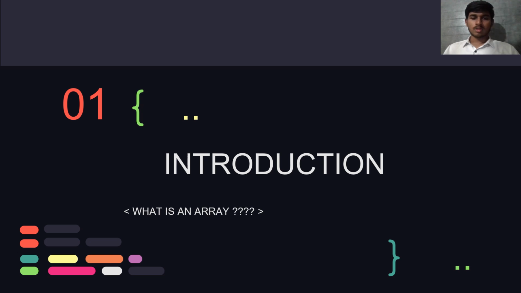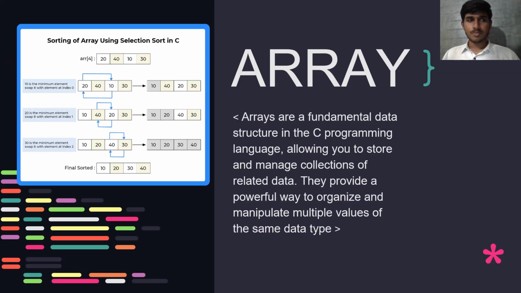So introduction, what is an array? Arrays are fundamental data structures used in C programming, which allow you to store and manage collections of related data. They provide a powerful way to organize and manipulate multiple values of the same data type. Arrays are basically a homogeneous collection of elements, an ordered collection of the same data type under a single name.